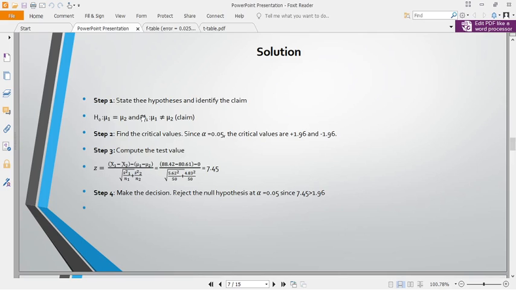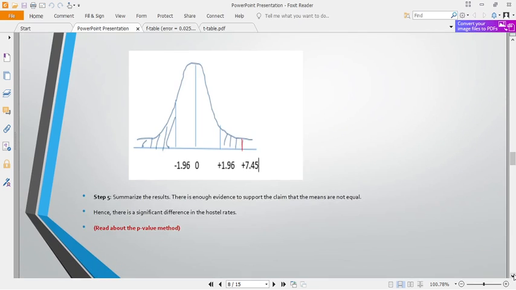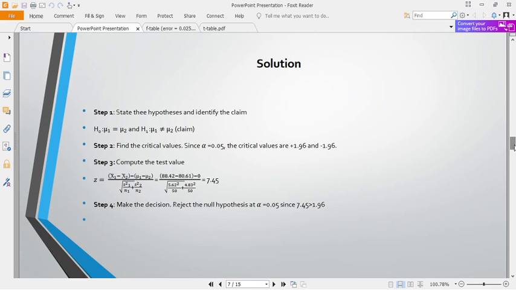Since it is a two-tail, we have a not equal sign. It is not pointed to one direction. So we have both positive and negative 1.96. So these are our critical values, and therefore the shaded areas are our critical regions. So from getting the critical values, we now compute the test value.